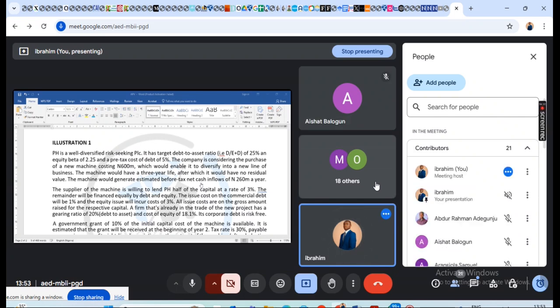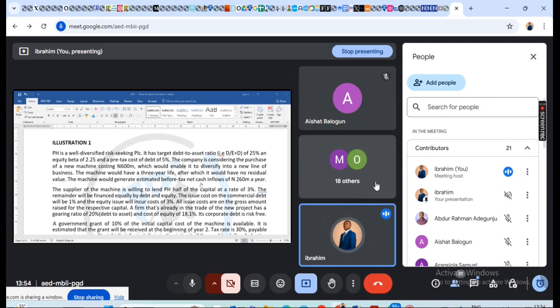I believe that Aisha, you didn't join us. Were you in class when we treated risk adjusted cost of capital? I guess no. Okay, that is why. Go and check what they did. That is why I normally tell professional students that their solution is still subject to review.